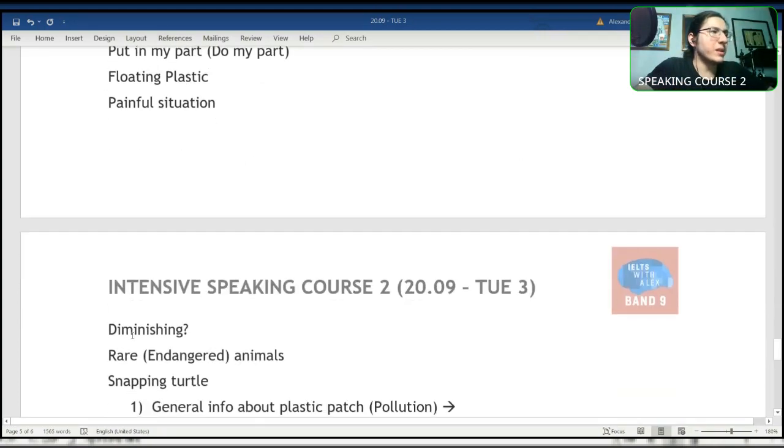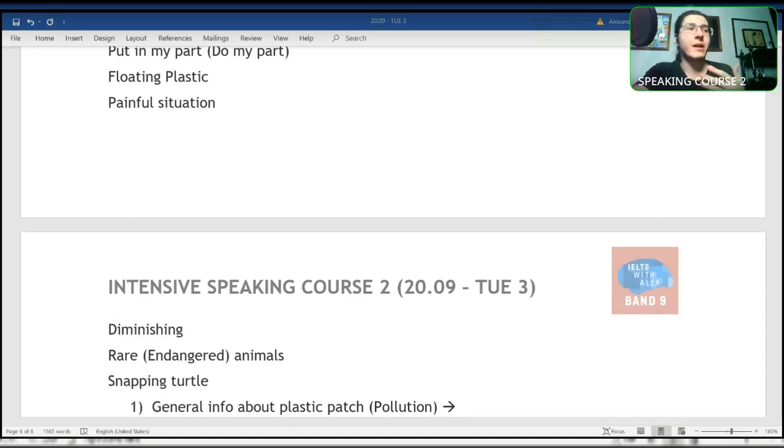And lastly, what about diminishing? Is that what I said? Can't remember. Okay, let's say it's diminishing. Diminishing basically means something that is becoming less and less. So diminishing is a synonym of the word decreasing. You can use this for writing test 1, I think.